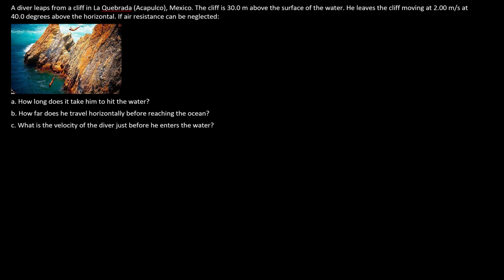Okay, so what that means, here's our cliff. We have our diver that is leaving the cliff at 2 meters per second at 40 degrees above horizontal. So this is 40 degrees right here, and the magnitude is 2 meters per second. Okay, so that's what that means.